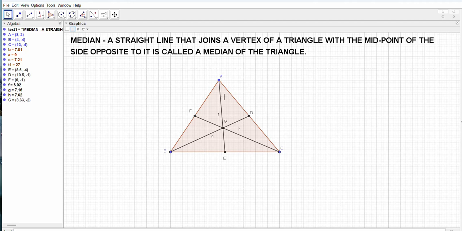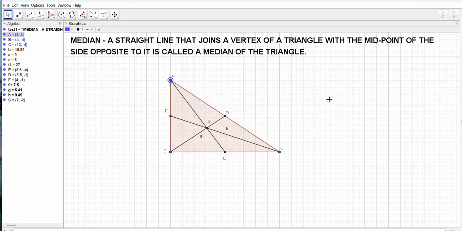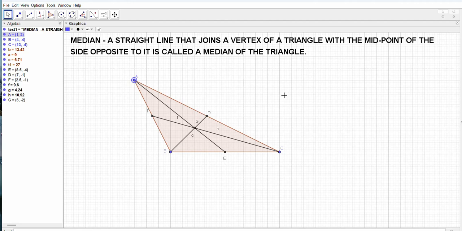Now when I draw the medians of this triangle, you can see all three medians lie in the interior of the triangle, isn't it? And this triangle is an acute angle triangle. Now if I change this acute angle triangle to a right angle triangle, again all three medians lie inside the triangle. Again I am further changing this to an obtuse angle triangle. Again all three medians are inside the triangle. So whatever the type of the triangle, all three medians will always be in the interior of the triangle.